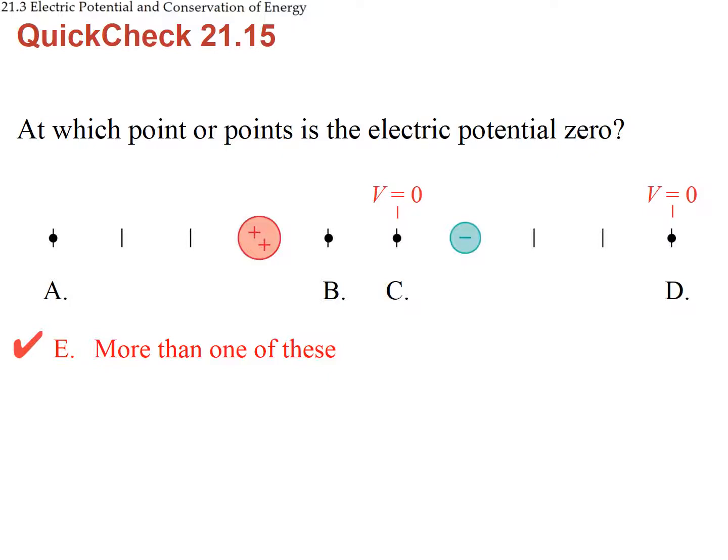Well, if any point is going to work, it has to be this one here, because it is closer to the negative charge, which compensates for the fact that the positive charge is twice as large, but it's twice as far. So that gives you the exact cancellation that you need.